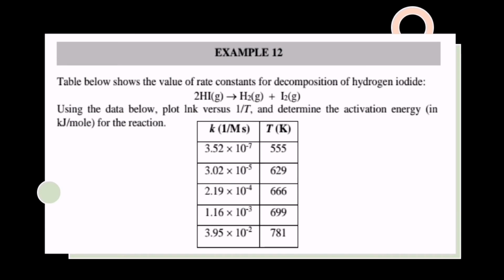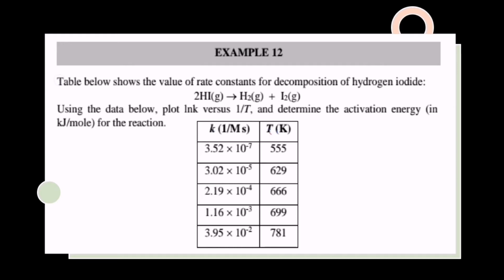This is example 12 in your module. So usually for this type of question, you will be given the value of rate constant and temperature. So you have to check the unit of temperature because you have to make sure that the temperature must be in unit Kelvin.